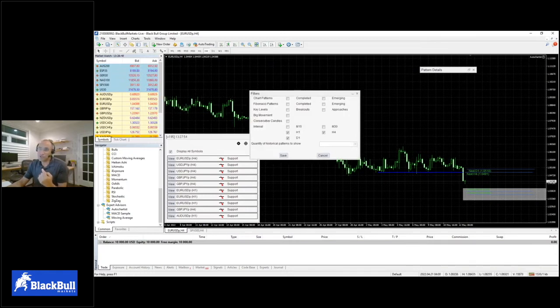But I want to introduce you to a slightly more complex topic, which is actually not enabled by, well, actually it is on the key level side. It's enabled by default. So let me talk about that one first and what it actually is. It's what we call an approaching key level.